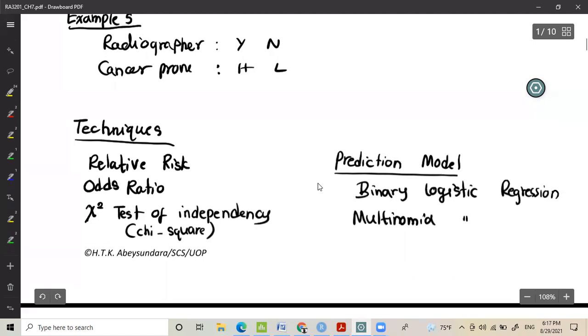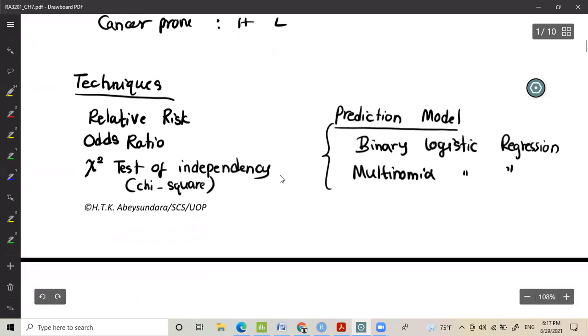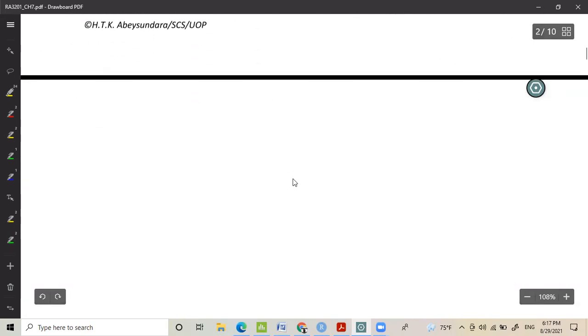In these prediction models, you can predict the probability of being in a certain category based on some other independent variables. If it is only one variable, it will be just the binary logistic. If you have several other variables that affect one variable, you'll end up with the multinomial logistic. But anyway, we are not going to talk about them in this course, but we are going to look at these techniques: relative risk, odds ratio, and chi-square test of independence. Okay, right. So let's start with the relative risk.